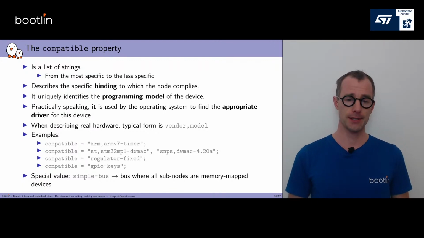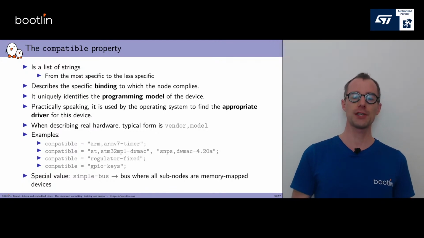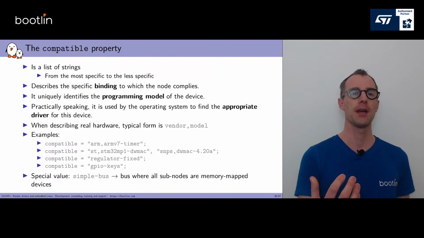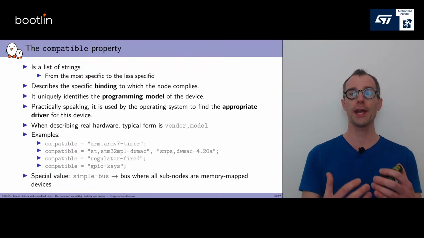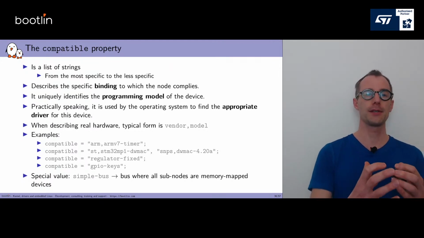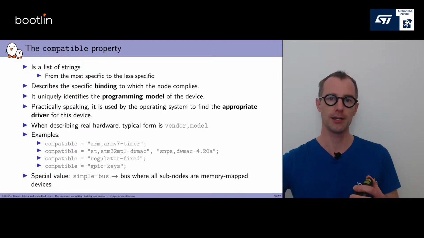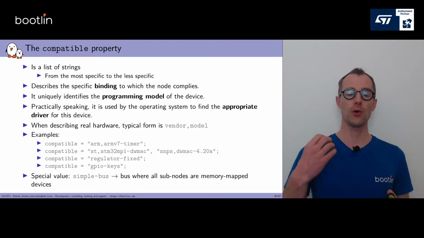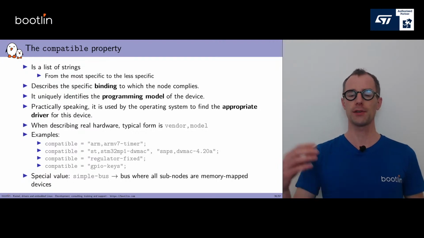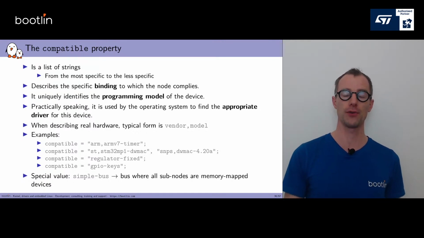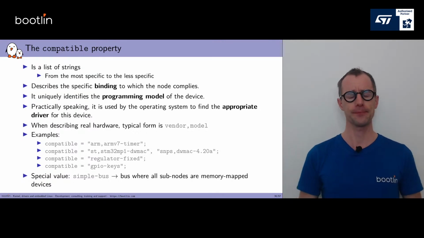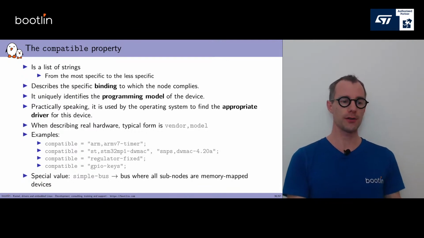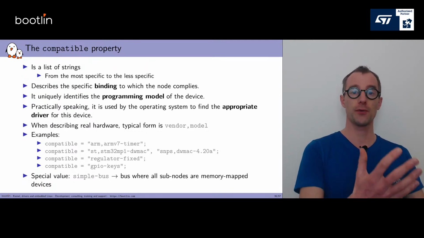And this compatible property describes the specific binding to which the node complies. So it is this string that allows us to know, okay, this node is described by this binding document, all right? And this string is also used to uniquely identify what the device tree spec calls the programming model of the device. So to put it simply, the programming model is the set of registers and the meaning of those registers for that particular device.